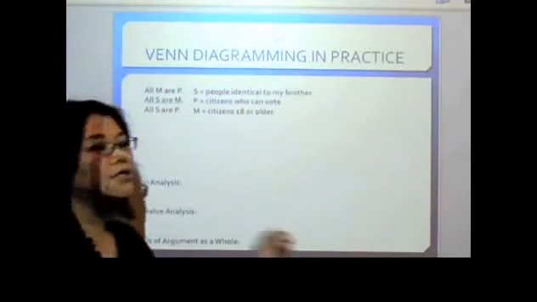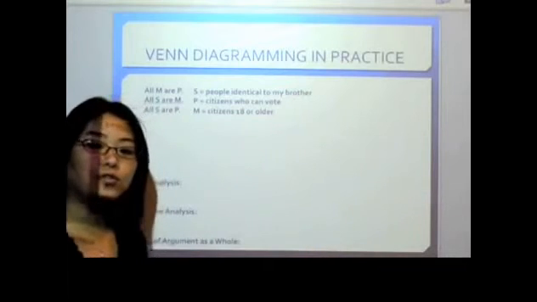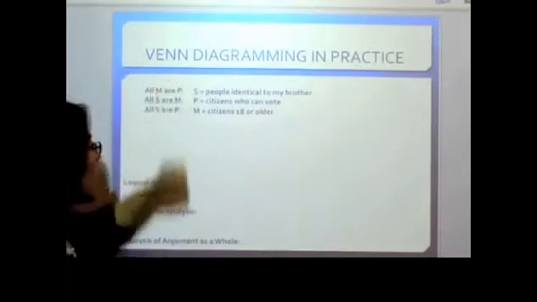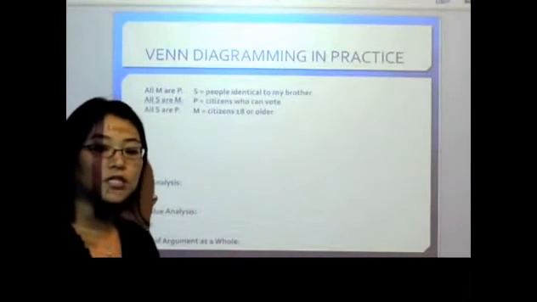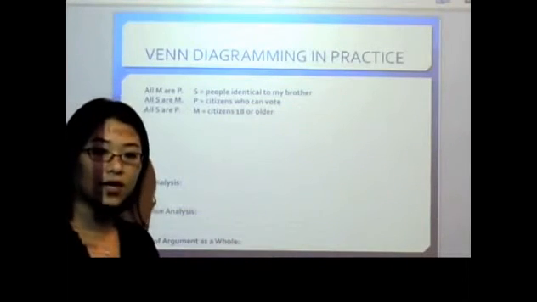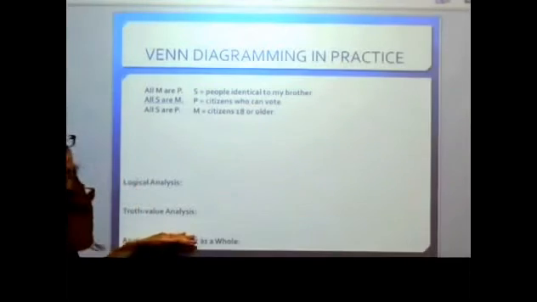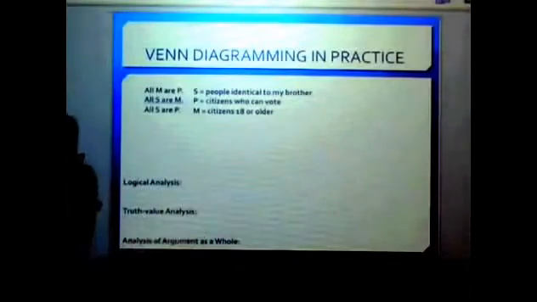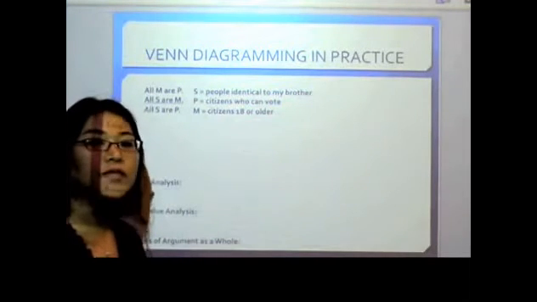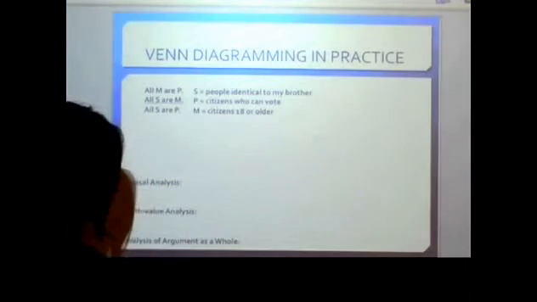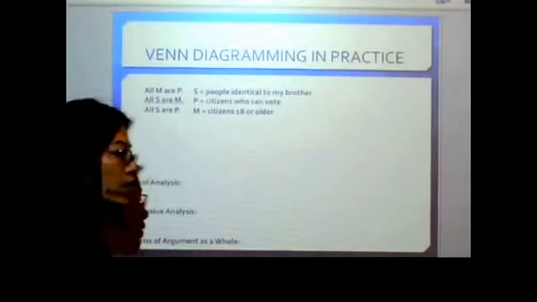So let's start by just doing examples of how to do Venn diagrams. And we're going to go ahead and do first a logical analysis of this argument, which is to determine whether or not it is valid or invalid. Then we'll work our way through to truth analysis, as well as analyzing the argument as a whole in terms of a deductive argument. So the first step to Venn diagramming, we want to draw 3 interlocking circles.